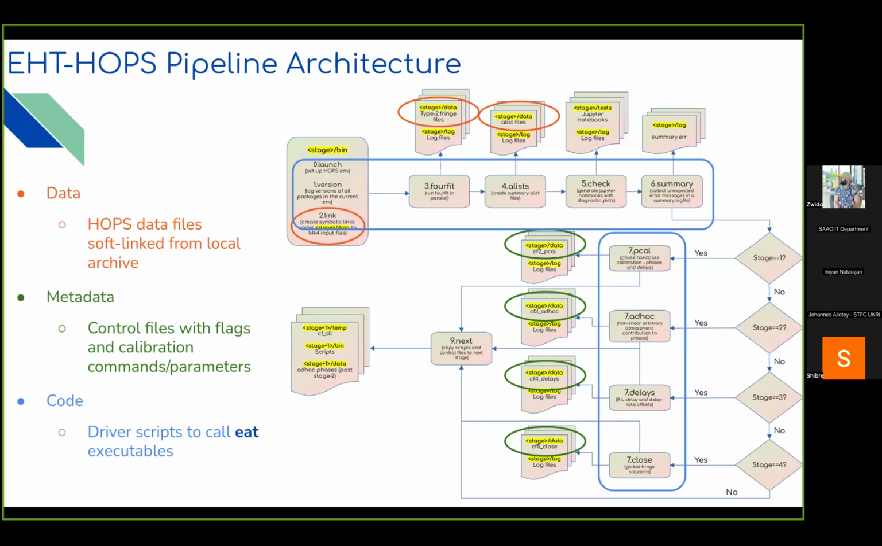So these are all the different steps that I described earlier, separated into different scripts. For features that are not available in the HOPS software, the EAT library, the Python library, is called, and the additional steps are performed. So at the end of this process, you get your calibrated data in UVFITS format.